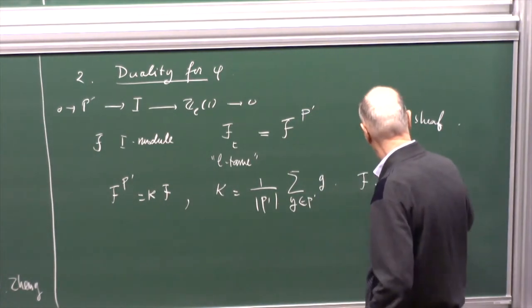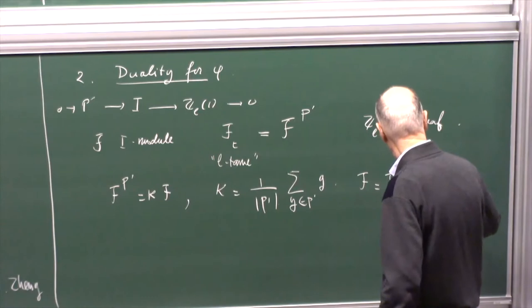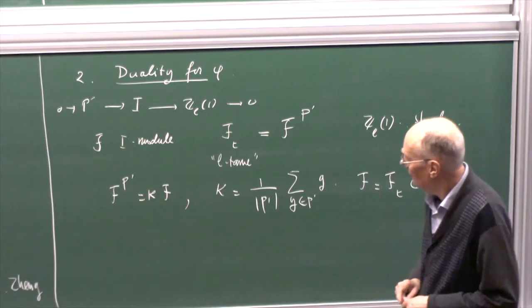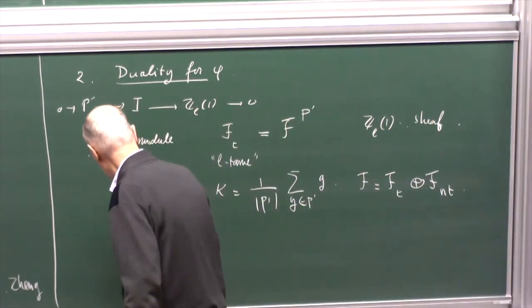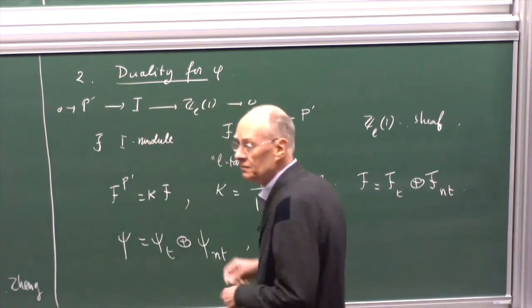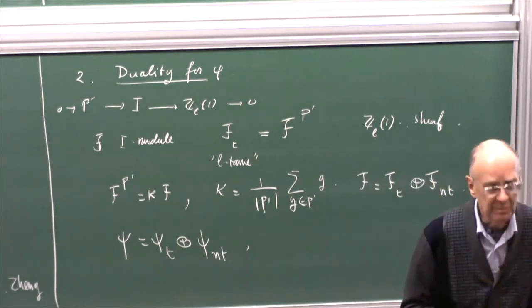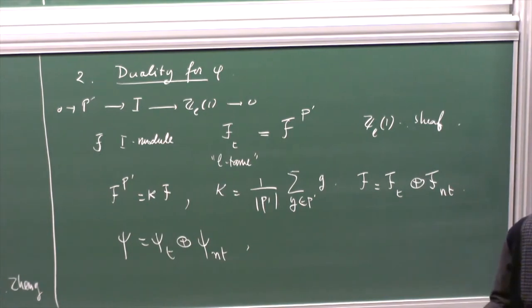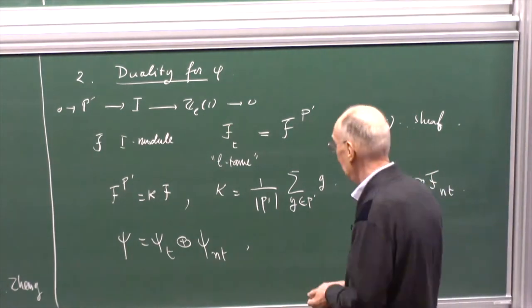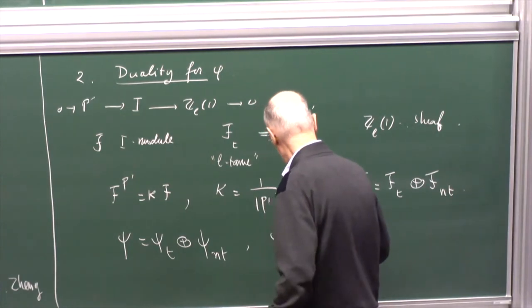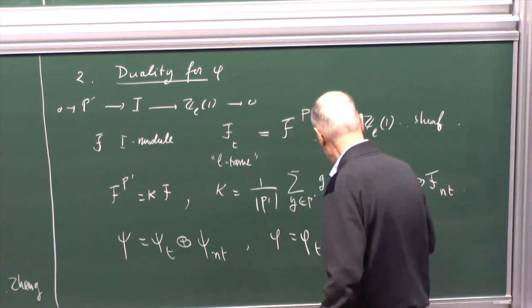And then we have a decomposition. F is F^t plus F^nt, which is the image of 1 minus kappa. In particular, we have the decomposition psi is psi^t plus psi^nt. This passes to the derived category. And similarly for phi, but you see, I upper star m is just this tame part, because of course P acts trivially, and I acts trivially. So then we have phi is phi^t plus psi^nt.